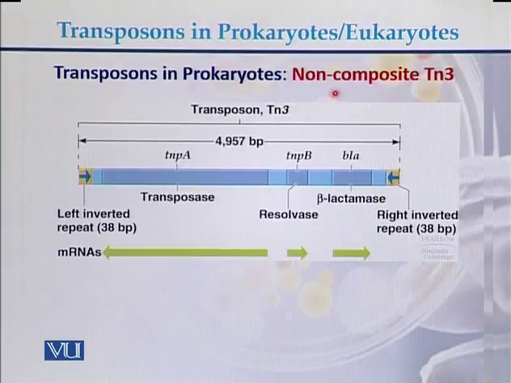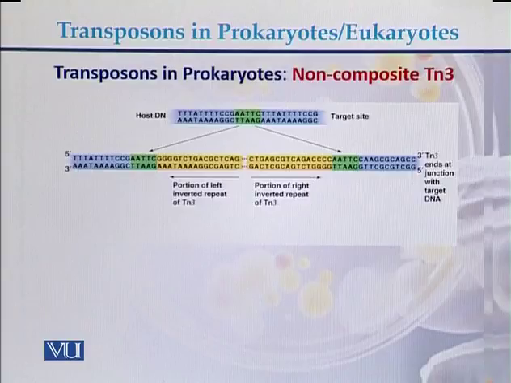Example of non-composite transposons. The example of a non-composite transposon is transposon Tn3. Here we can see that there are additional genes: beta-lactamase, then resolvase and transposase. And on both sides there are no IS elements. There are inverted repeats but no IS elements. So this is the difference between composite and non-composite transposons in prokaryotes.